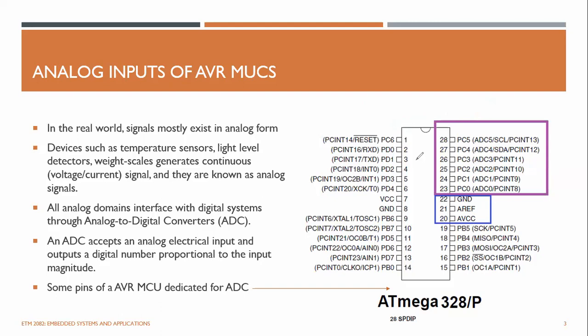Analog signals cannot be processed inside the microcontroller, so you need to convert them to a digital value. In order to do that, you need an analog to digital converter, which is specific hardware, the ADC inside the microcontroller, which will perform the conversion of the signals coming from these analog channels. Then you get a digital number corresponding to the analog signal.